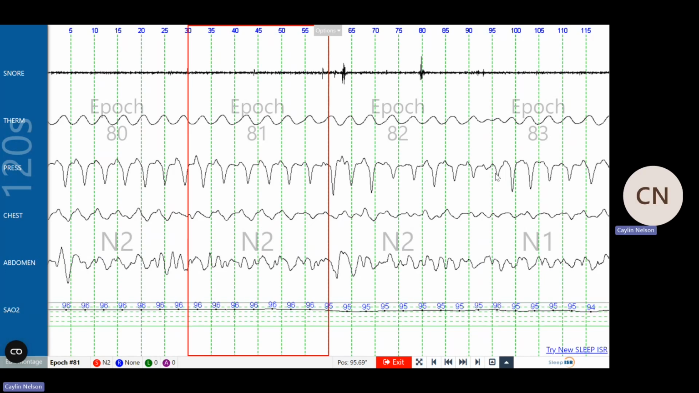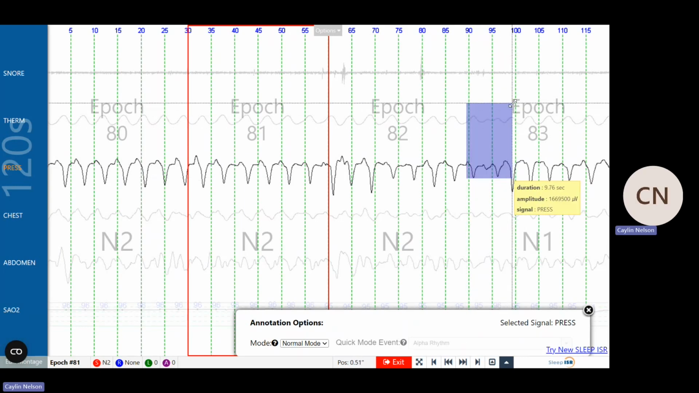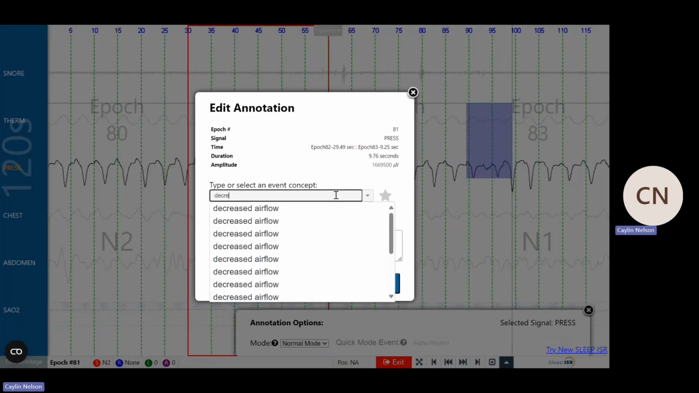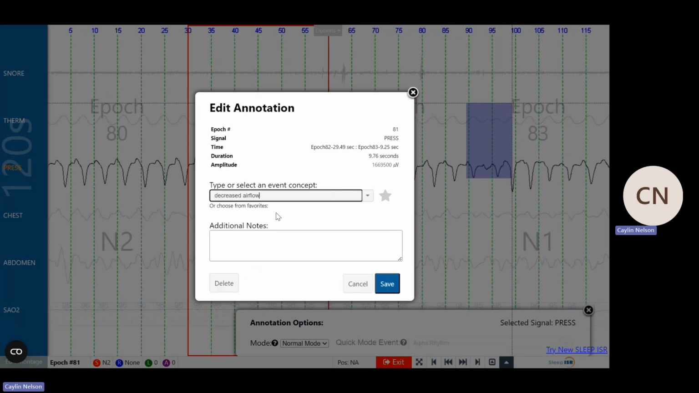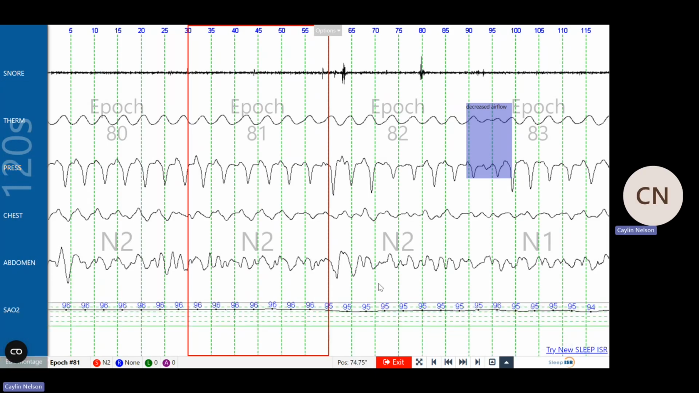And then take a look back at our airflow channels to see if there's any significant changes or anything that goes on. So using my reference line here, I'm going to look at my baseline. So you can see in that thermistor channel, there is a slight event that happens from 90 to 100 where I'm highlighting here, where there's that decreased airflow. So we're going to put in decreased airflow and see if it connotes a hypopnea. And it will if we look into that next set of 4. Well, I guess we don't even have to look to the next set of 4.